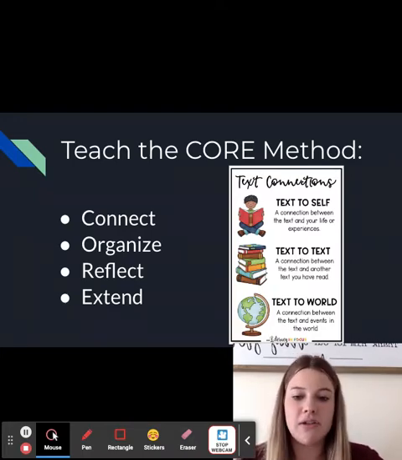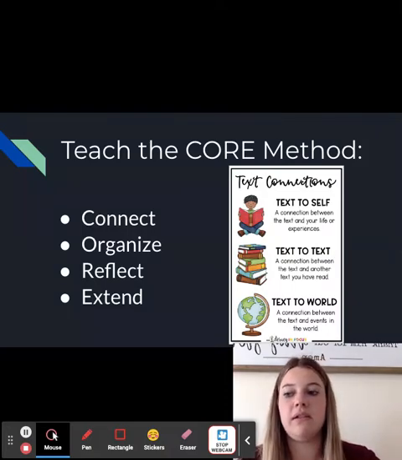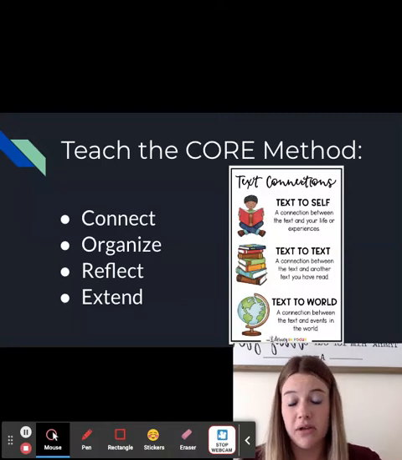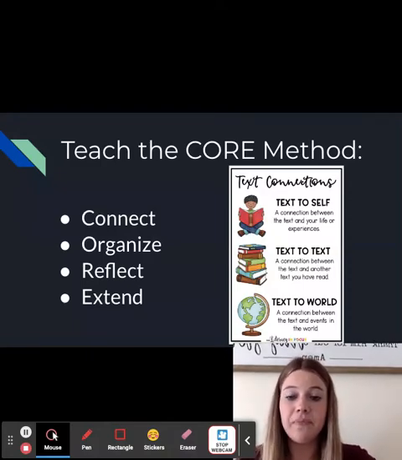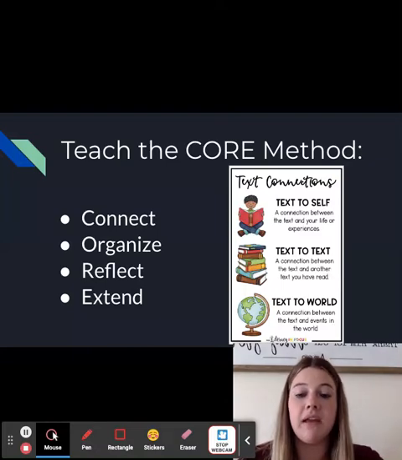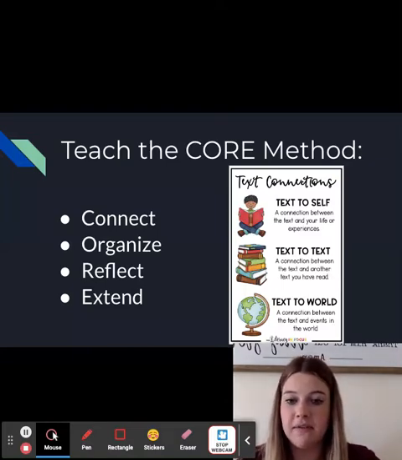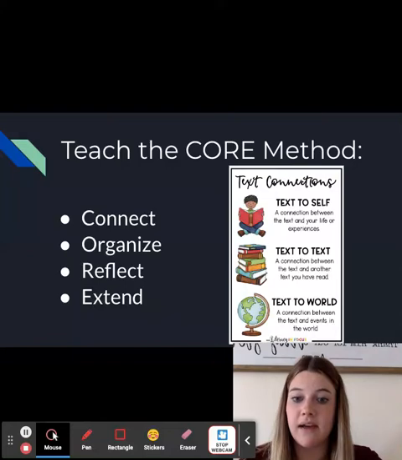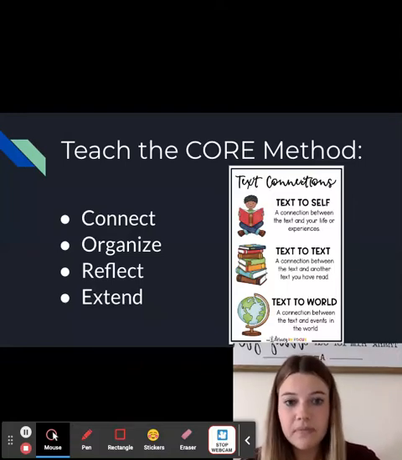So let's say that students are reading their science textbook and they're talking about cells. Well, students or humans are all made up of cells. So students could easily make a text to self connection that way. They could talk about animals because animals have cells. So that could be a text to world connection. Or if they've read another text that talks about cells, they can make a text-to-text connection.